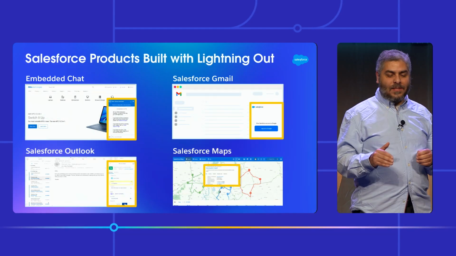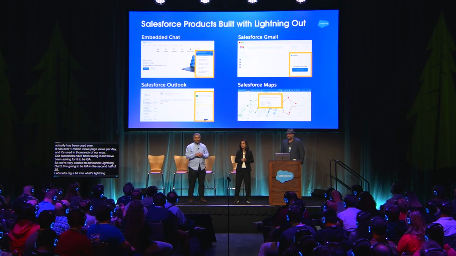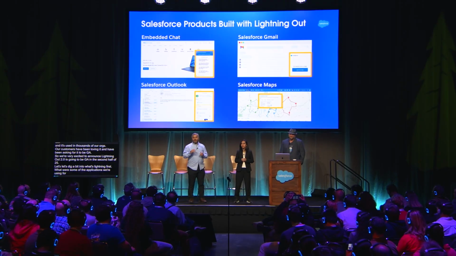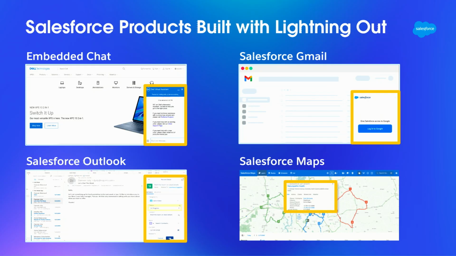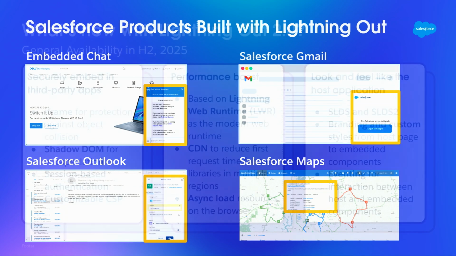Let's dig a bit into what's Lightning Out first. What were some of the applications we're using for Lightning Out? So, for example, one of the applications is embedded chat. So inside your current host document, you have a chat with Salesforce where you're able to reach out to the Salesforce support. Other examples is in Gmail or Outlook where you have a Lightning Out in there with Salesforce where you're able to access your records and stuff like that. Last but not least, Salesforce Map where you're able to bin your accounts into different locations in the map based on where their geolocation is.